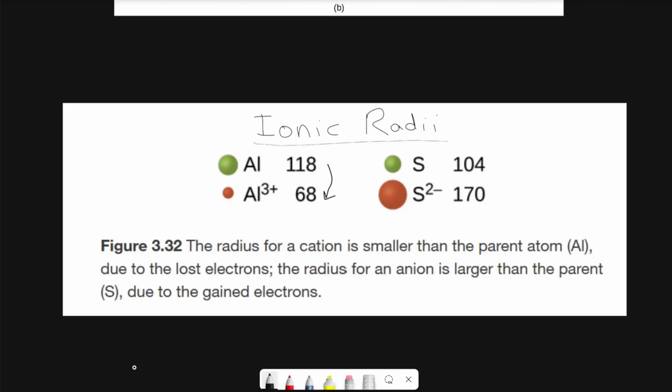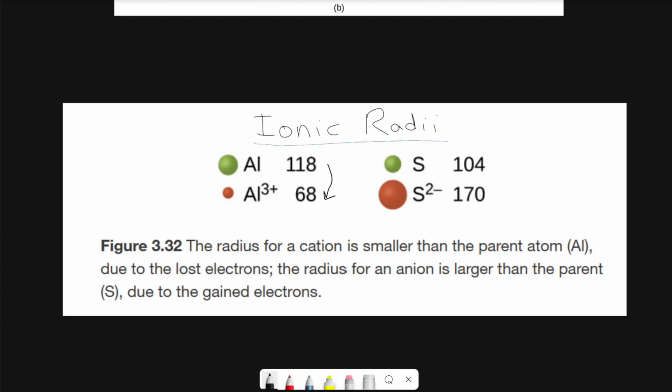And the reason is because it lost 3 valence electrons, and therefore the pull that the nuclear charge, which is positive, will have is stronger on the core electrons and decreases the ionic radius in comparison to the ground state.